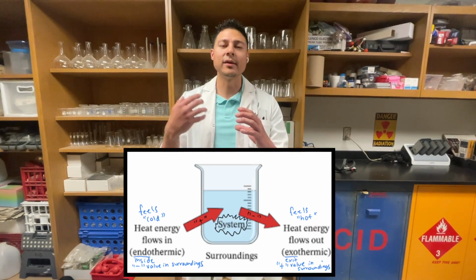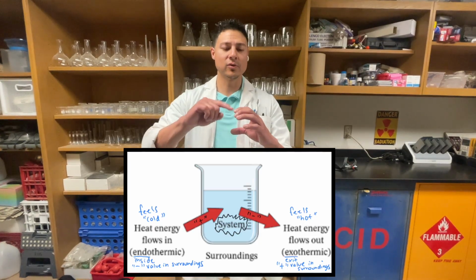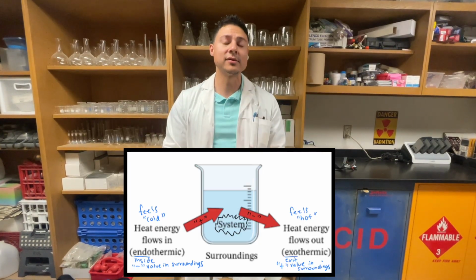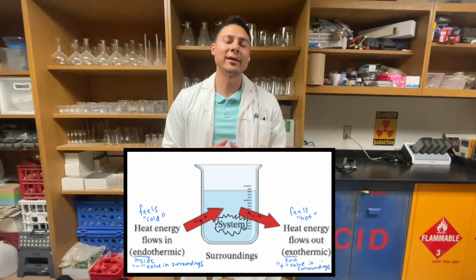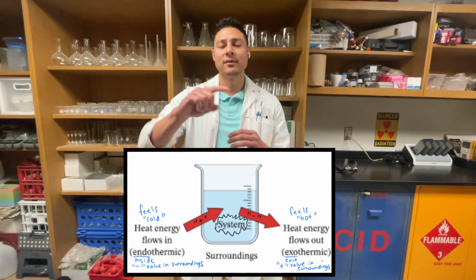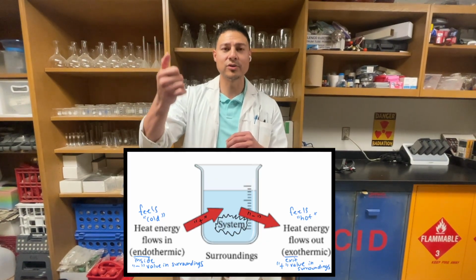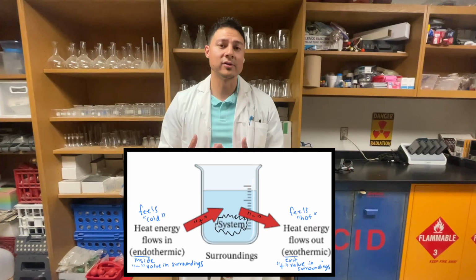Now, in terms of the system, when energy leaves the system or the reaction into the surroundings, then it's going to feel hotter, it's going to feel warmer. And so when energy leaves into the surroundings and it feels hotter, we call that an exothermic process. Exo, like exit, heat is leaving the reaction into the surroundings. We're going to be measuring temperature changes. That is called an exothermic reaction.